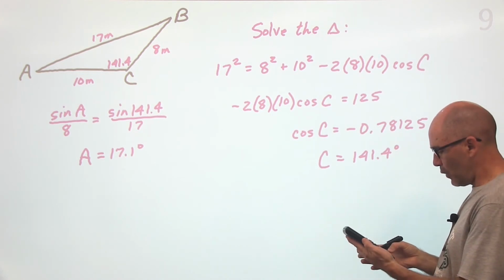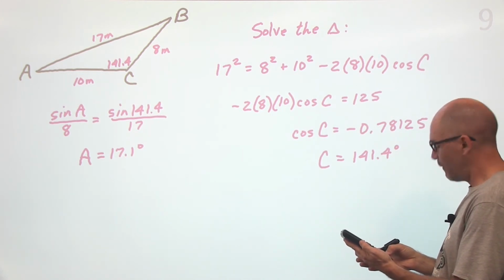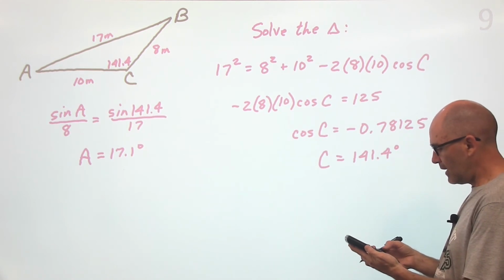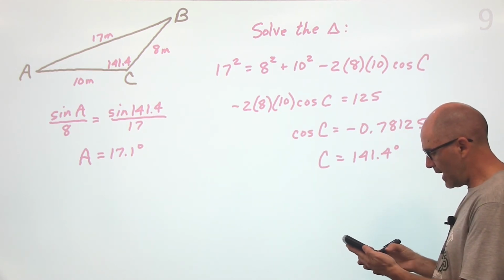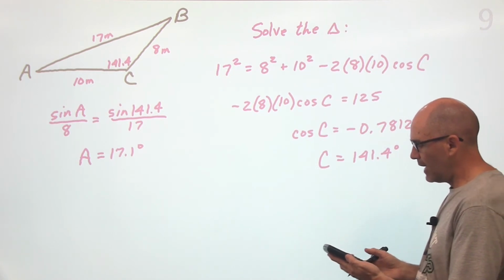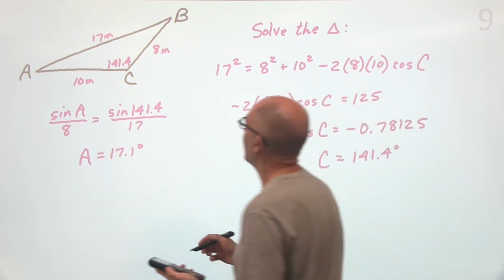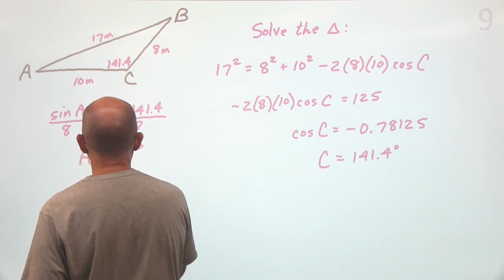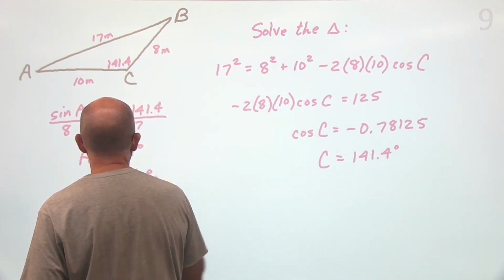I add my 141.4 to that, and I subtract that from 180, and I end up with 21.5 degrees. So angle B is 21.5 degrees.